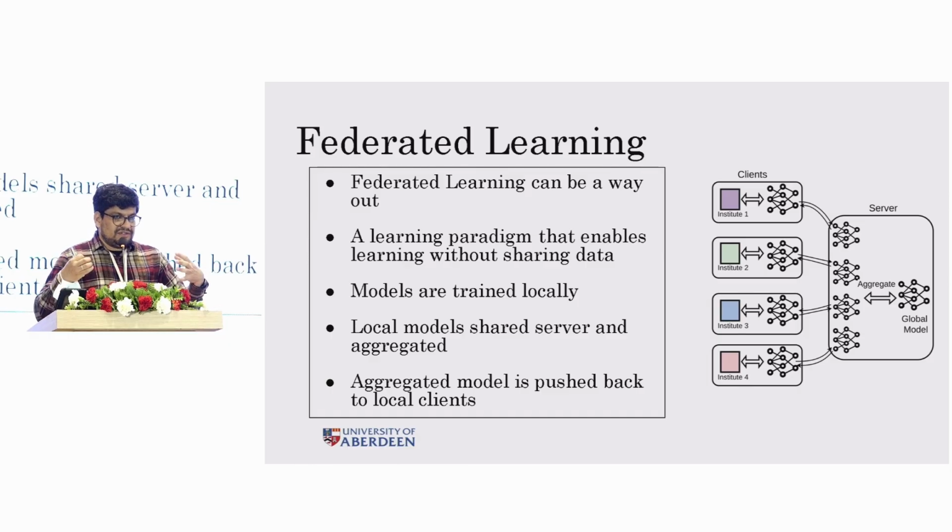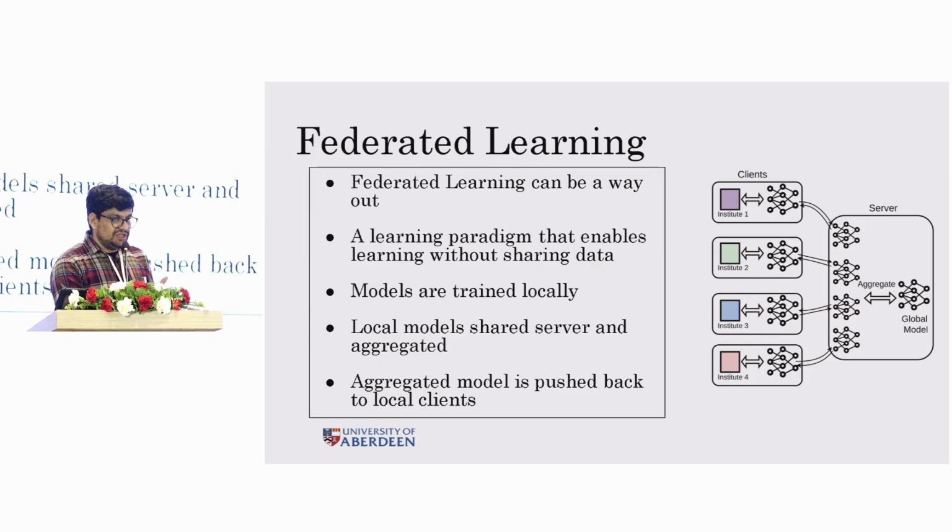But since we cannot bring the data into our center, is there a way we can train a model without sharing the data? The data remains in the same center, but we are still able to share the experience, and with those experiences, the outcome would be a robust model. And that's what is called federated learning here. So the federation, the distributed, right? So in simple terms, federated learning is a paradigm that enables learning without sharing the data.